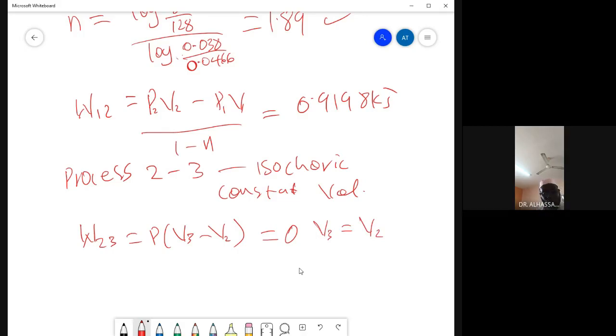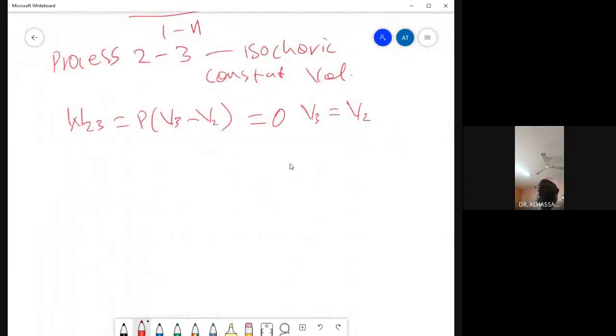So we need to move on to the boundary work for process 3 to 4. Now, 3 to 4 is adiabatic. Process 3 to 4 is adiabatic compression.